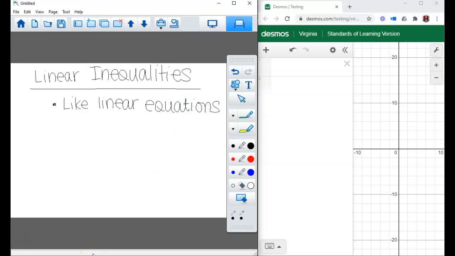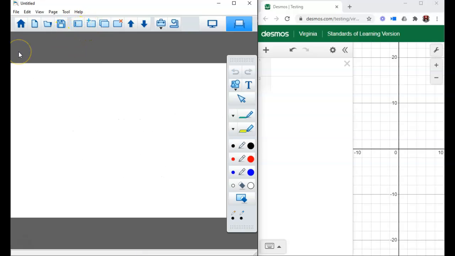These are like our linear equations, but they use less than, greater than, less than or equal to, and greater than or equal to instead of an equal sign. So these are going to be just like our linear equations, but they're going to use less than, greater than, less than or equal to, greater than or equal to, instead of that equal sign.